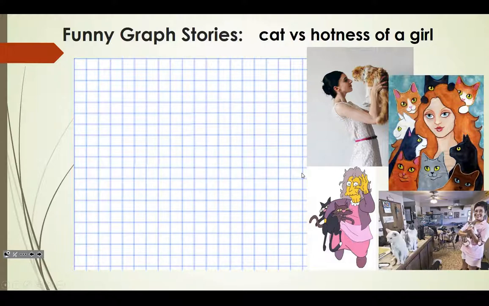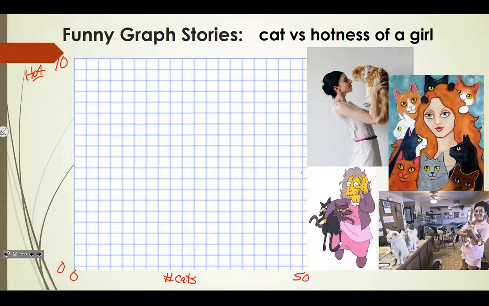What thing would change? The number of cats? Probably, yeah. So we're going to put a number of cats along this side. And we can say from 0 to what? 50? Because you've got to be insane to have 50, right? Okay. And then on the side, how are we going to rate the hotness of a girl? How do guys usually rate, or girls usually rate guys? 0 to 10, right? So 0 being ick and 10 being hot.